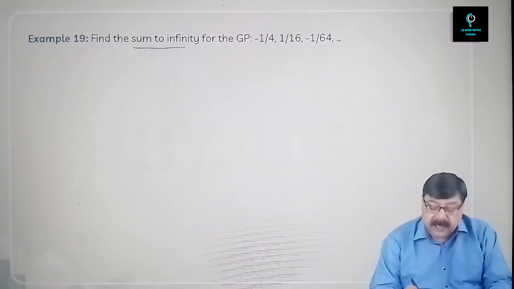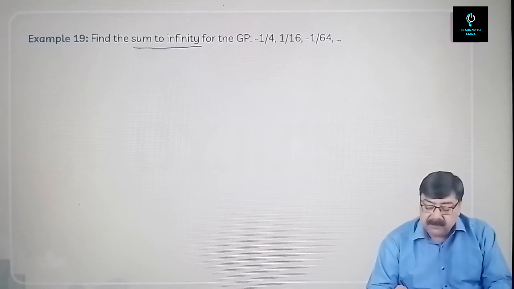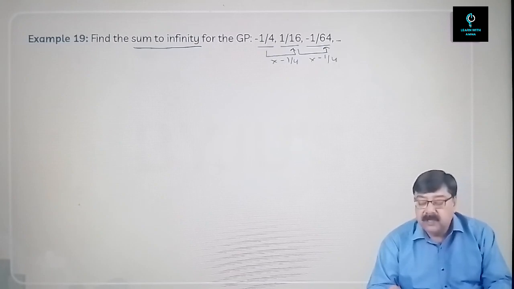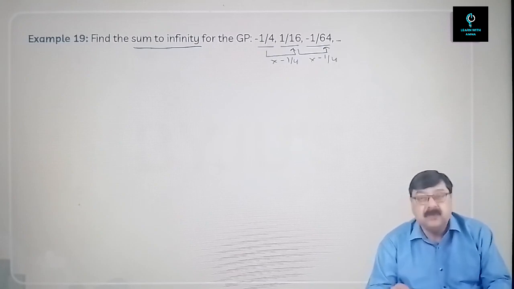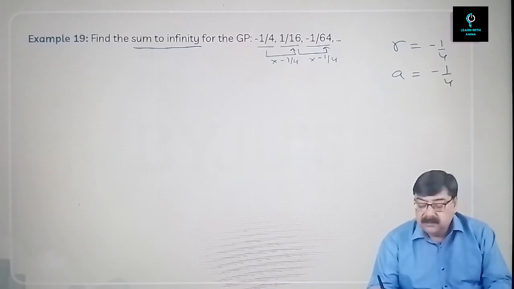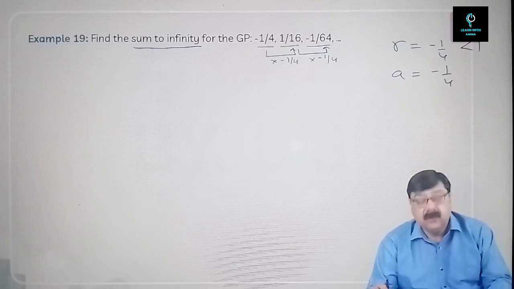So find the sum to infinity for the GP. Minus 1 by 4, 1 by 16, minus 1 by 64. So clearly, this is minus 1 by 4 into minus 1 by 4. That is 1 by 16. 1 by 16 into minus 1 by 4 is minus 1 by 64 and so on. So the value of r here is minus 1 by 4. A is known to us again as minus 1 by 4. Now r here is less than 1 anyhow.